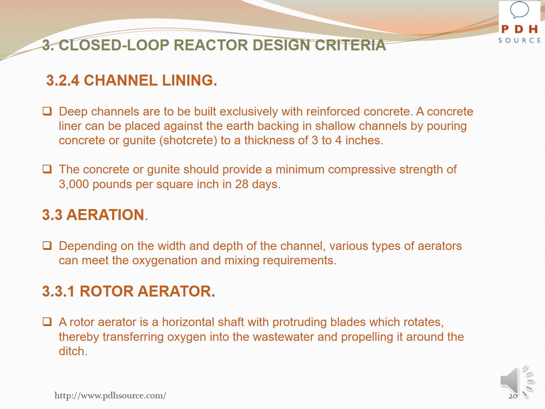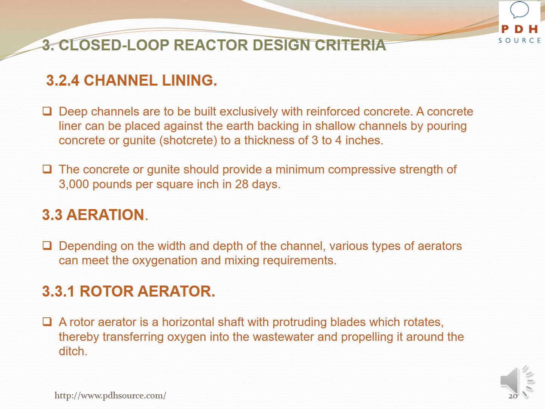Deep channels are to be built exclusively with reinforced concrete. A concrete liner can be placed against the earth backing in shallow channels by pouring concrete or gunite, shotcrete, to a thickness of 3 to 4 inches. The concrete or gunite should provide a minimum compressive strength of 3,000 pounds per square inch in 28 days.